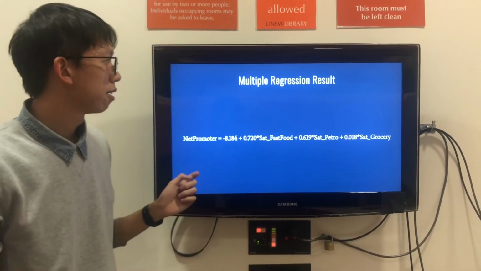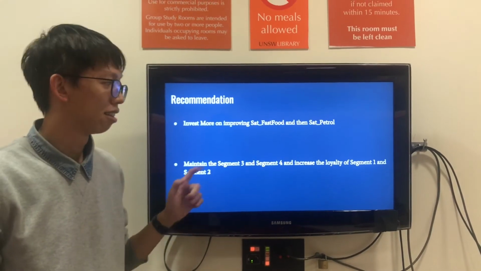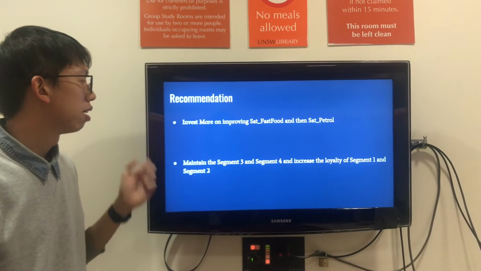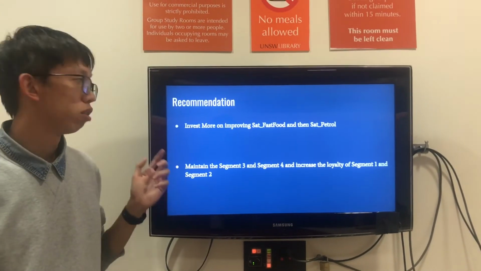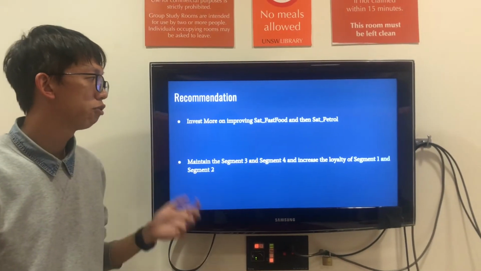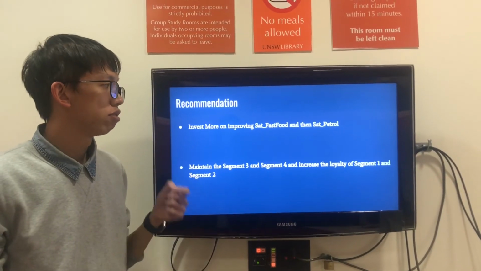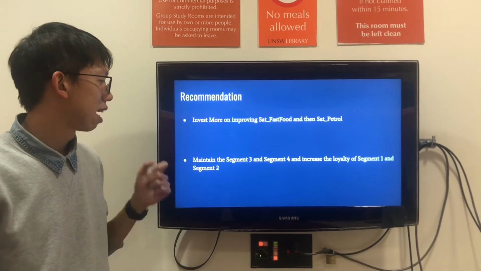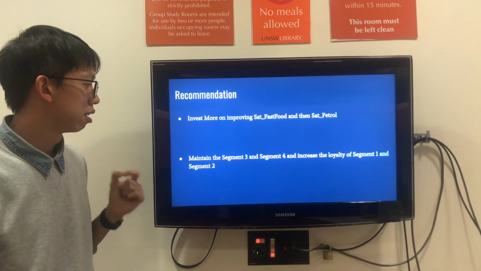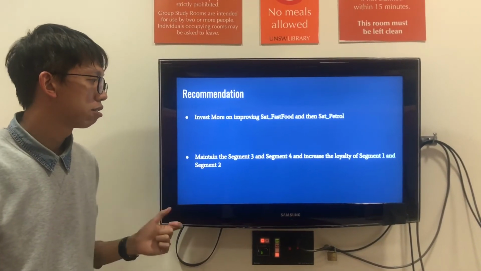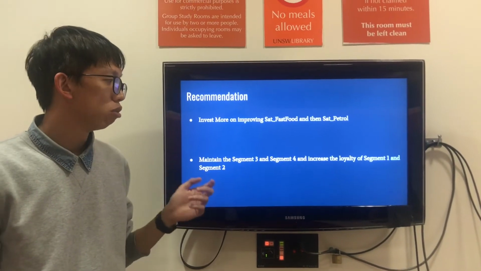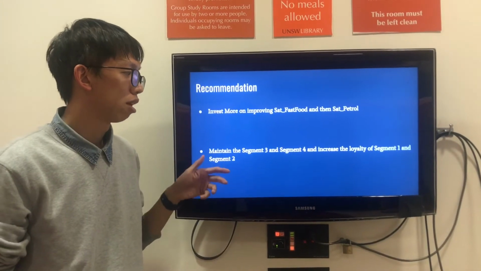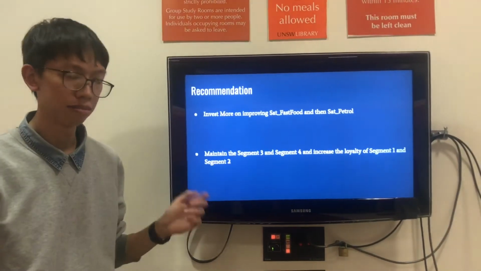As a manager, based on the evidence we have proved, it's more efficient to invest more in improving satisfaction with fast food, and then to improve the satisfaction with petrol, to improve the net promoter score. Then we need to maintain segment 4 and segment 3 because these groups are the most loyal to our program, and after that we shall spend time to increase the loyalty of segment 1 and segment 2.